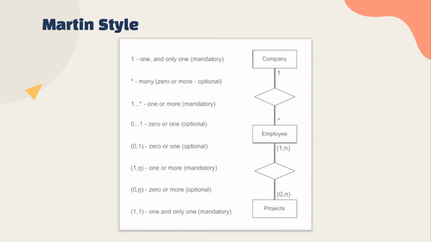You can use any style to describe your ordinality and cardinality in an entity relationship diagram. It depends on the style that you choose. So it depends on you. You can choose any of these styles to describe in ERD.